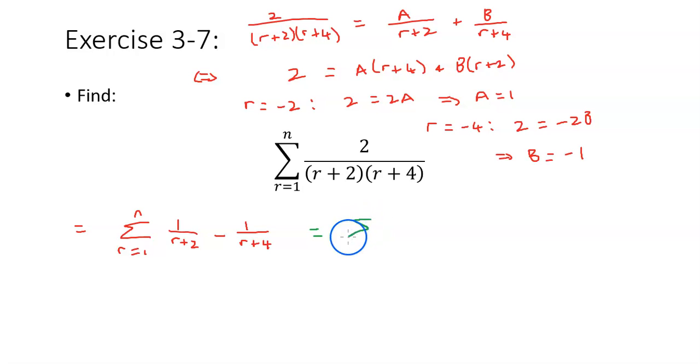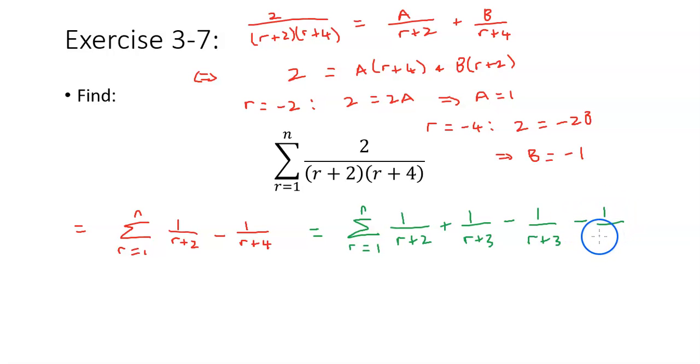So we can actually write this as the sum from r equals 1 to n of 1 divided by (r plus 2). And then we can add 1 divided by (r plus 3) in the middle. But then we better subtract it again. So minus 1 divided by (r plus 3), and then minus 1 divided by (r plus 4).